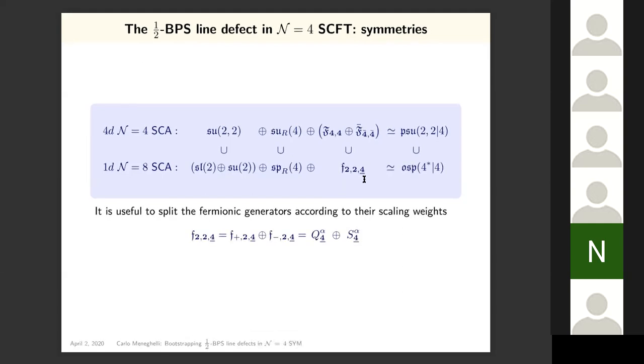And it's useful, and this is what we do all the time, to split the 16 fermionic generators F into the ones with positive and negative conformal dimensions, which are the standard Poincaré supercharges Q and special conformal supercharges S. Okay, so alpha goes from 1 to 2 is an SU(2) index of the transverse rotations, and 4 is the 4 of Sp(4). This is the symmetry.